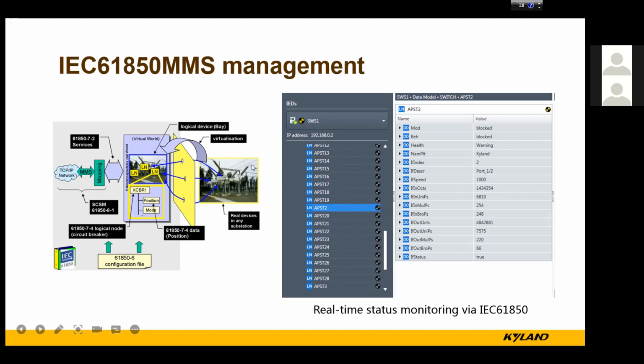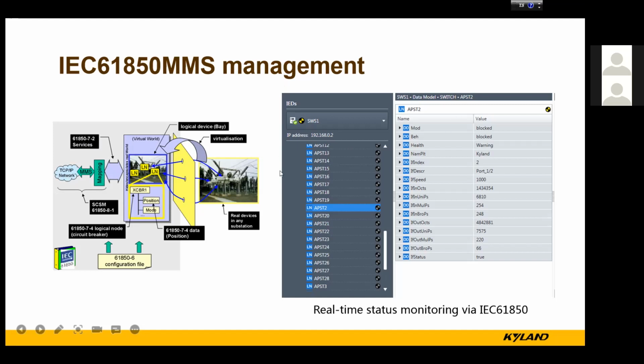virtualize the real devices into a logical device. And in the logical device, there are many logical nodes. And then we will map the values, such as the current status and the voltage status, to the logical node, and then update these values via the TCP/IP network to the SCADA system.